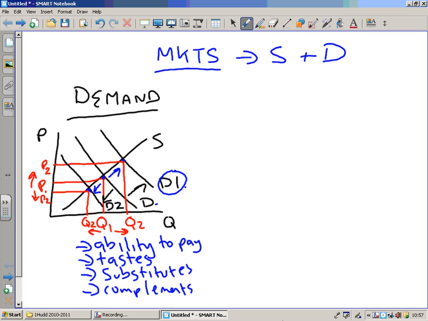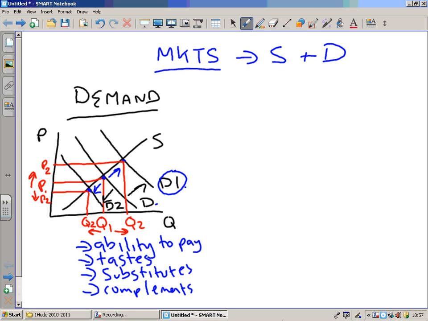Just thinking about that in another way though as well, let's imagine that we're looking at the market for Coke being at P1, Q1. If the brand image of Pepsi was to increase, or the price of Pepsi was to decrease, people would shift away from Coke towards Pepsi. Demand for Coke would fall to this new lower level here.